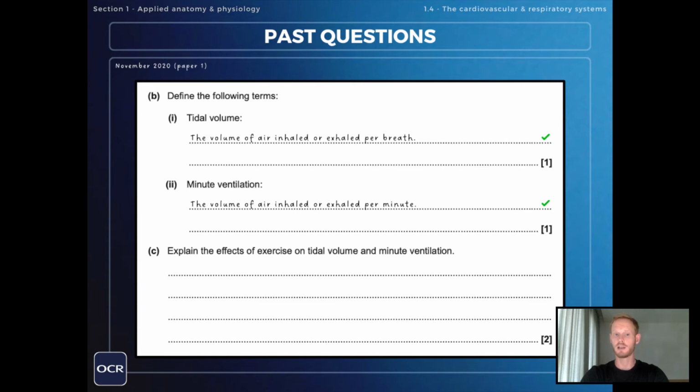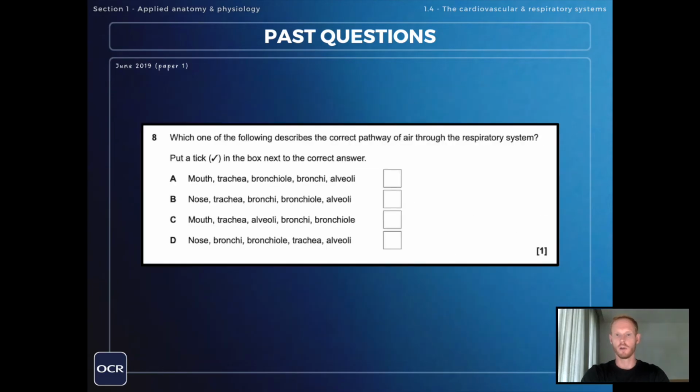Next, you need to explain the effects of exercise on tidal volume and minute ventilation. And tidal volume and minute ventilation, of course, both increase during exercise, and I've put in brackets here to meet the greater demand for oxygen in the working muscles. Which one of the following describes the correct pathway of air through the respiratory system? The correct answer here is of course option B. Air passes through the nose, into the trachea, which branches off into the two bronchi, then the bronchioles, and finally the alveoli, the site of gaseous exchange.